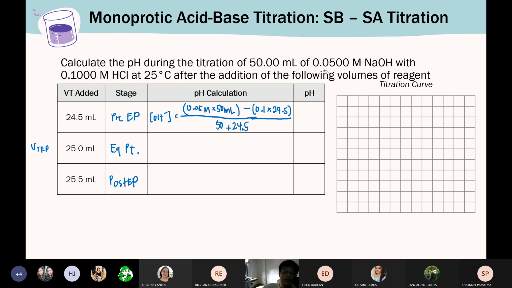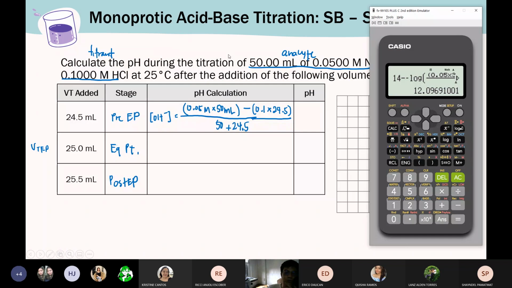Okay, again, kung ano yung unang sinabi, yun yung analyte, ha. Wag kakalimutan, analyte, yung unang sinabi, titrant ang susunod. Okay, so MAVA minus MTVT over the V total. So makukuha mo dyan is the POH, of course. So POH yan. What is this equation natin? 14 minus POH, okay?